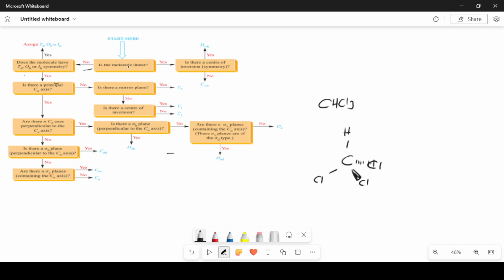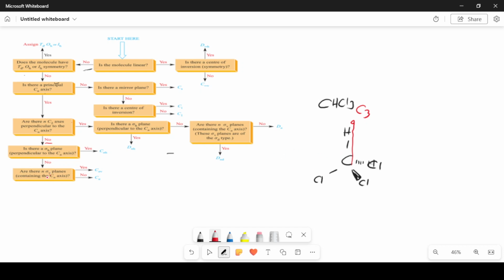So, we will follow the same diagram. Is the molecule linear? No. TD, OH, IH symmetry? No. Is there a principal axis CN? Yes. Meron tayong principal axis at its top, and that is the C3. So, meron ba tayong perpendicular to the CN axis? Wala. Wala tayong perpendicular planes here because it is not planar. So, it's a no again. Is there sigma H? Wala din.